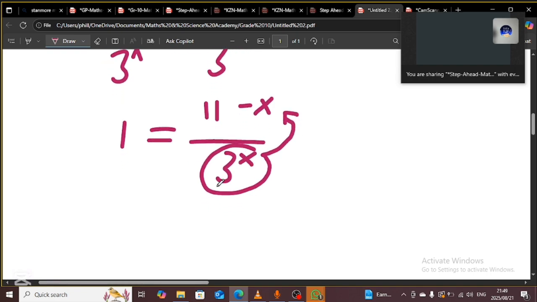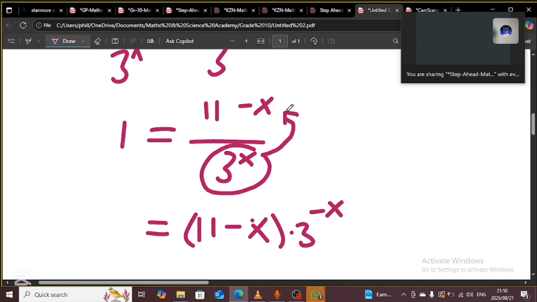So what will happen with the exponents? Are you with me? Are you still there? Yes, I'm still here. I'm removing this 3 to the power of x as a denominator and putting it as the numerator. So now it's going to be something like 3 to the power of negative x. Remember, it was positive. When it becomes a numerator, it becomes negative, right? Are you still there? Still here.